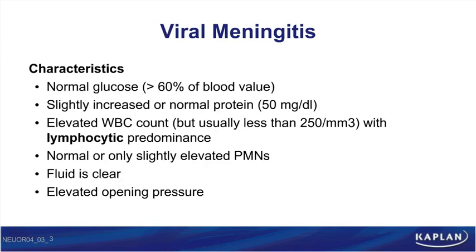Viral meningitis will often have normal CSF findings. The glucose level will be normal, as viri don't have metabolism and therefore don't consume glucose. The protein count may be slightly elevated, and the white blood cell count will be elevated with a predominance of lymphocytes fighting that infection. The fluid will be clear, and often the opening pressure will be elevated.